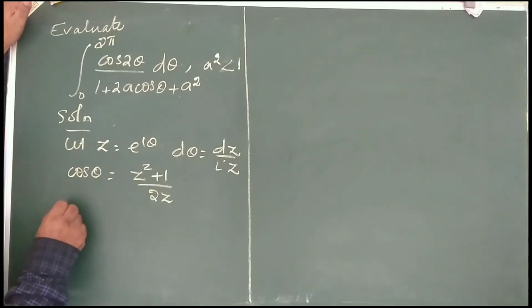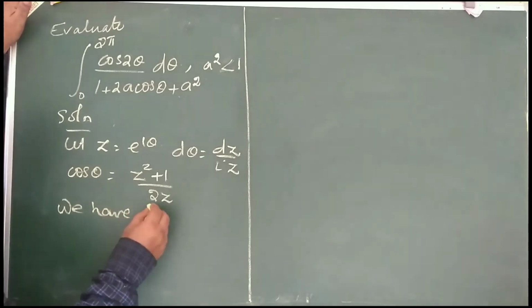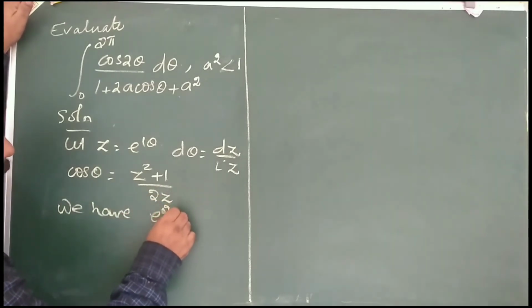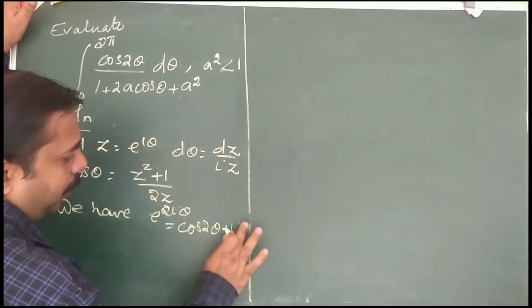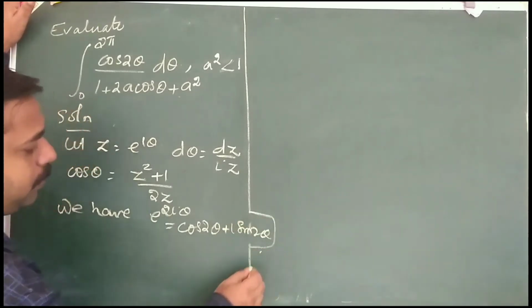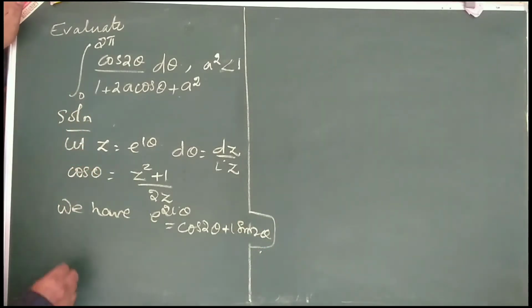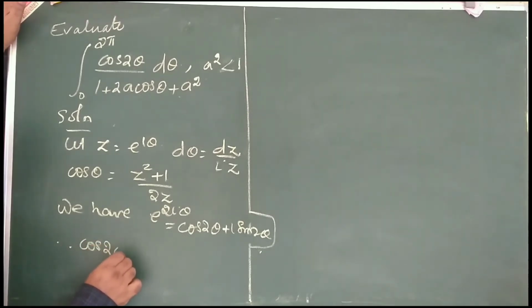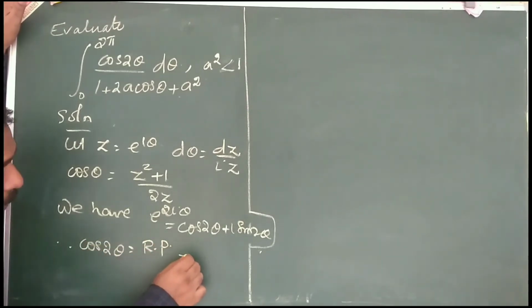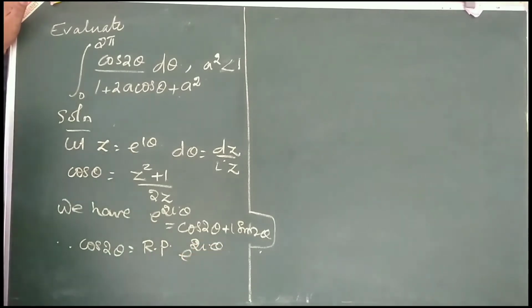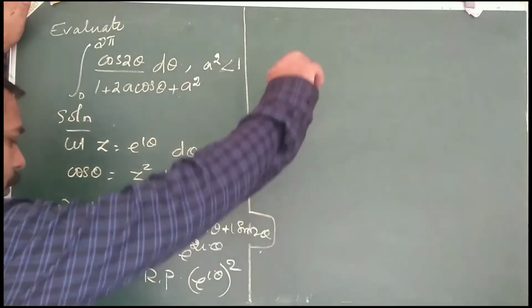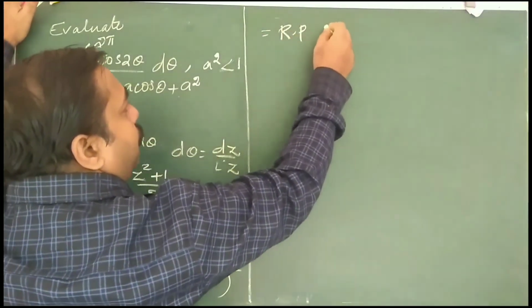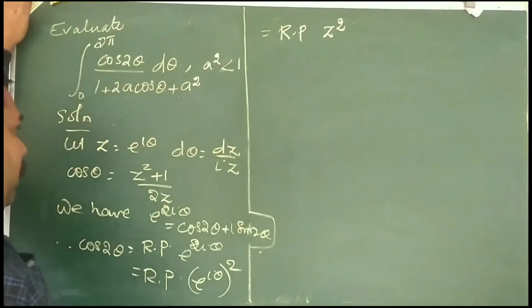Then we have e raised to 2i theta is equal to cos 2 theta plus i sin 2 theta. Therefore, cos 2 theta is equal to the real part of e raised to 2i theta, which is the real part of e raised to i theta the whole square. So this is equal to the real part of z square.